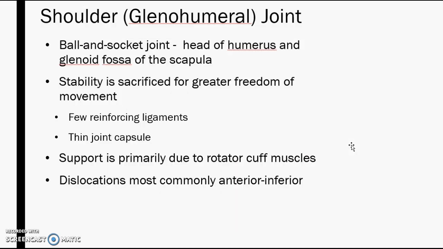Moving on to the shoulder joint, it's a ball and socket joint. The head of the humerus fits into the glenoid cavity of the scapula. We sacrifice some stability for freedom. It's our most freely movable joint in the body, but also our weakest, and very easy to dislocate, commonly in the anterior-inferior direction. So the stabilization here is mainly due to the rotator cuff muscles.